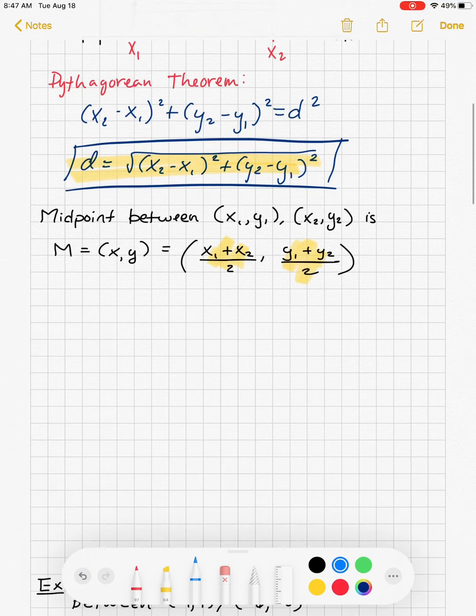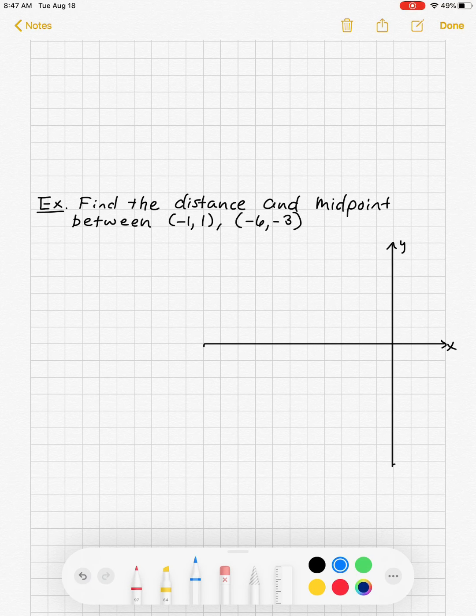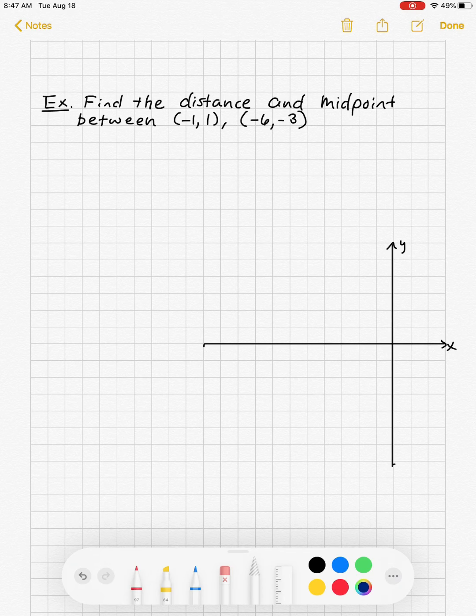Okay. All right, so let's do a little application. So find the distance and the midpoint between these 2 points. Okay, so let's see, should I plot them first? -1, 1, and -6, -3. Okay, so first thing we're interested in is the distance. Okay, so I can use that distance formula.